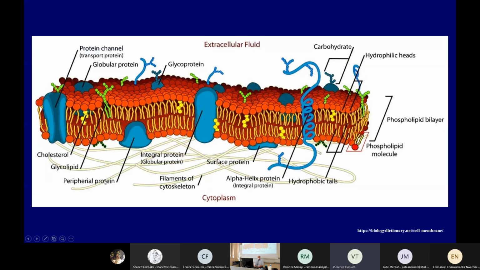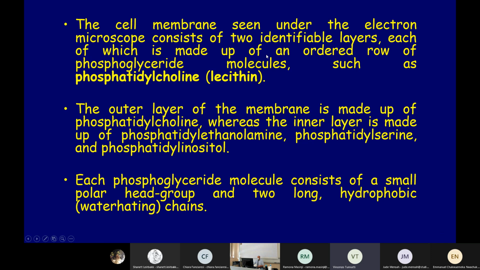This is a very nice picture. You see protein channel, double phospholipidic layer, and so on. Cytoplasm and extracellular fluid. Okay.